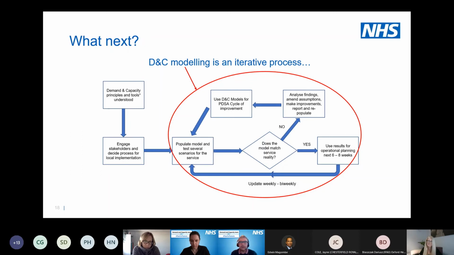And you can see here that it is very much an ongoing process that supports your improvement cycle, very much about evaluation and learning, and using that PDSA cycle for improvement. And after you've made some changes or implemented some actions, about then rerunning the models and looking at what the impact has been.